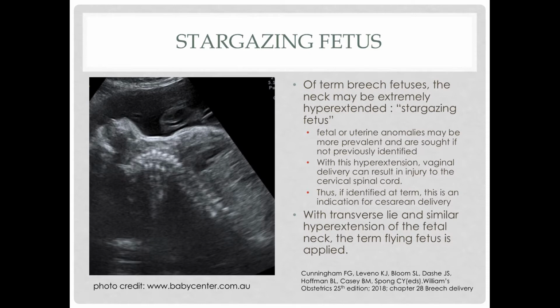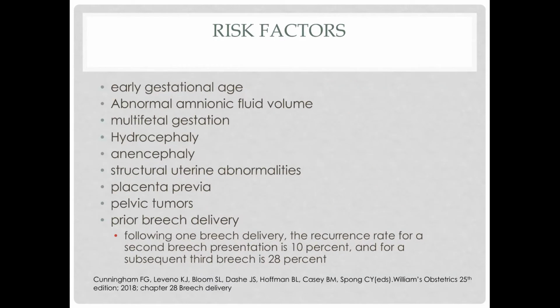Now, if we have a transverse lie fetus and similar hyperextension of the fetal neck, then we apply the term flying fetus instead. There are risk factors for breech presentation, and these include the following: early gestational age, abnormal amniotic fluid volume, multifetal gestation, hydrocephaly, anencephaly, structural uterine anomalies, placenta previa, pelvic tumors, and a prior breech delivery.